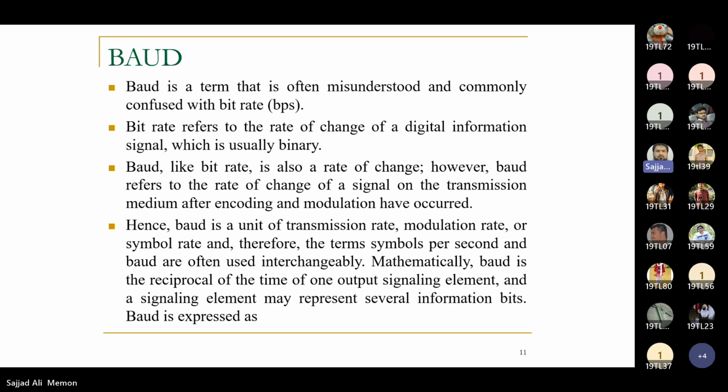If the rate of the two is the same, that means we are using some modulation scheme that is transmitting 1 bit per symbol. In that case only, bit rate will be equal to the baud rate. But if we are using any high order modulation scheme like 4 PSK, where we are transmitting 2 bits per symbol, then the baud rate will be half of the bit rate.